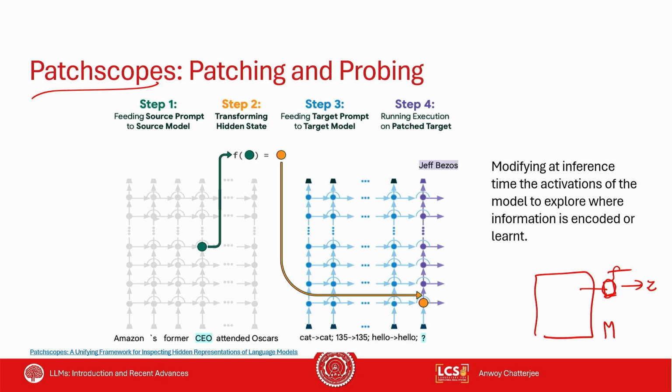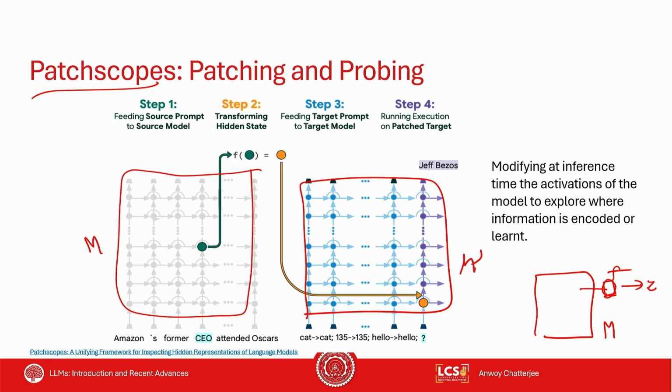Patch scopes makes it more generalized, in the sense that it uses two models, model M and model M dash. Now suppose you want to interpret what this particular activation stores, which we were previously seeing as the mutual information between X and Z in probing. A similar thing: it applies a function F on it and patches this output of F into the token of the next model, a different model.